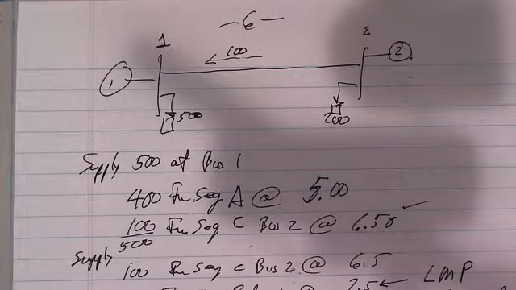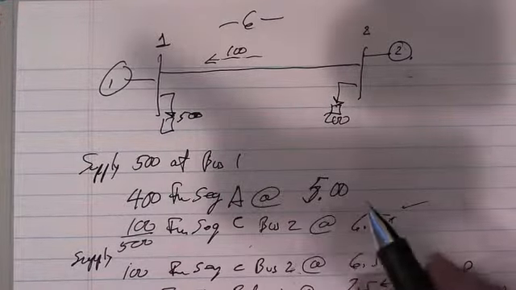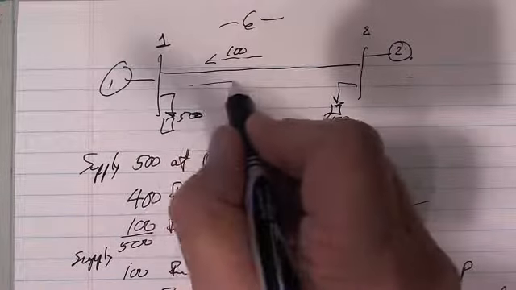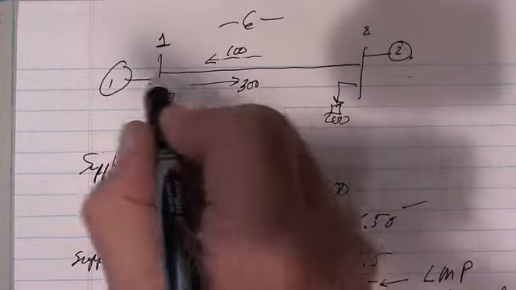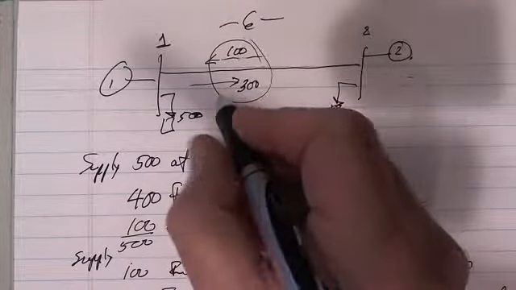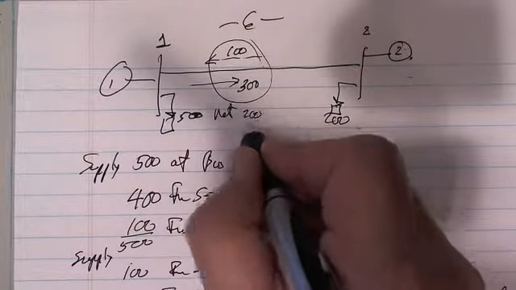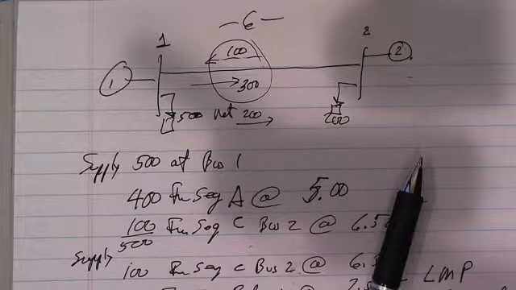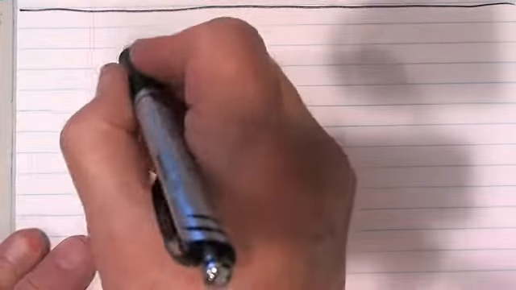And what do I mean by that? Locational marginal price at a bus. The word locational comes in there for a reason. Let's draw our power flow up here. There's actually 300 going this way from that segment, so there's a net of 200 going in that direction. Okay? 200 megawatts going in that direction. And let's come back and look at locational marginal price.